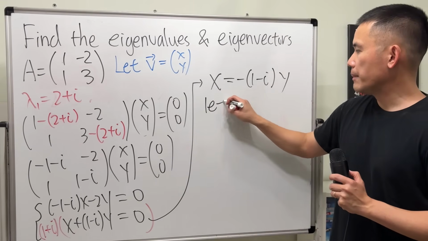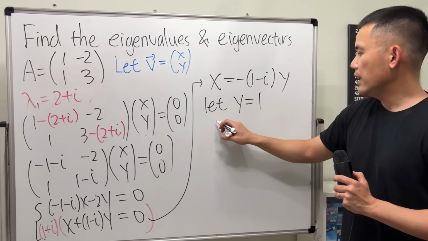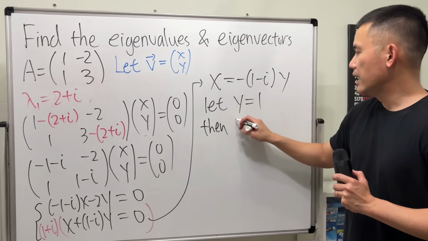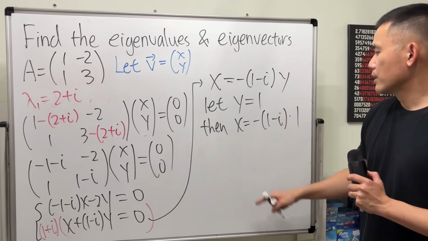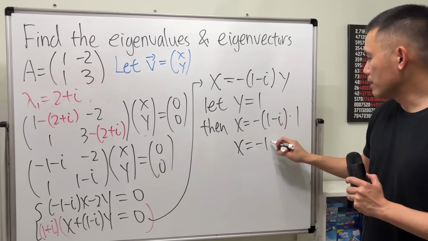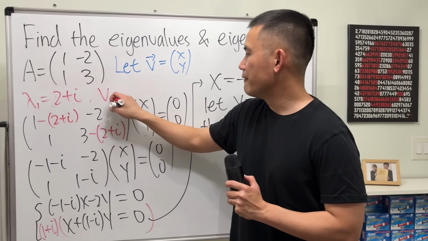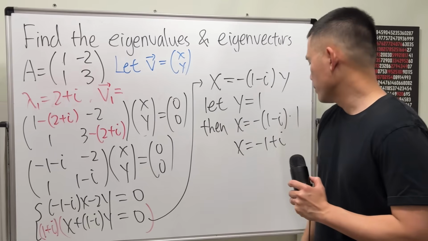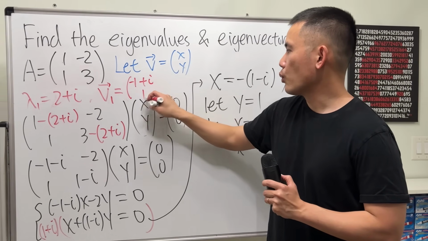So now I'm going to pick 1 for y, then we will see that x is equal to negative 1 minus i times 1. Distribute it, we get negative 1 plus i. So our corresponding eigenvector is equal to negative 1 plus i and then 1.